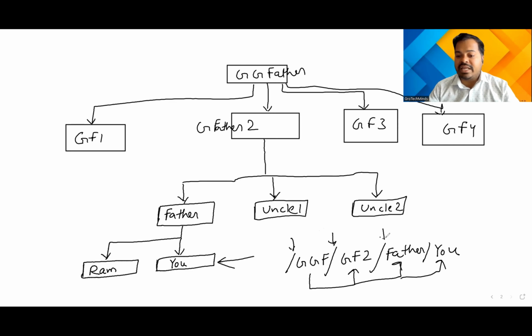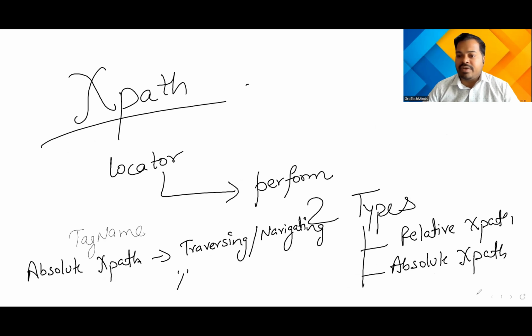Using a single forward slash, you will be able to locate your given component in which you have to perform an action. Actually, XPaths, the way we can write them, are of various types. This is just a beginning. So guys, this is called absolute XPath, where we traverse from parent tag name to the child tag name with the help of a single forward slash.